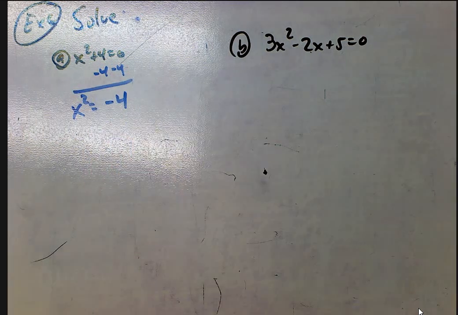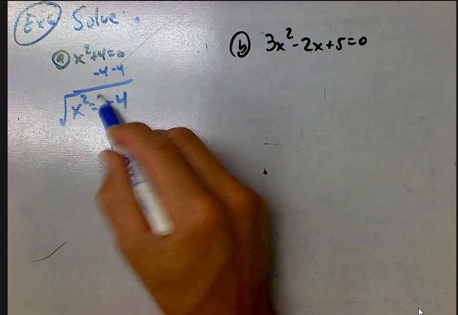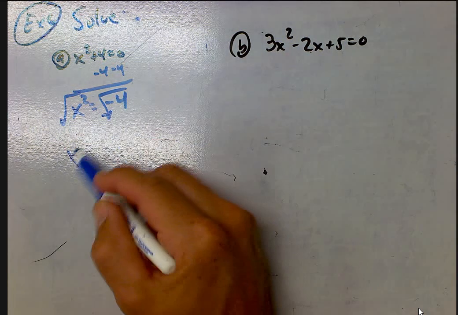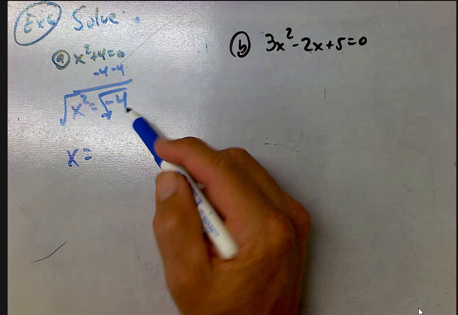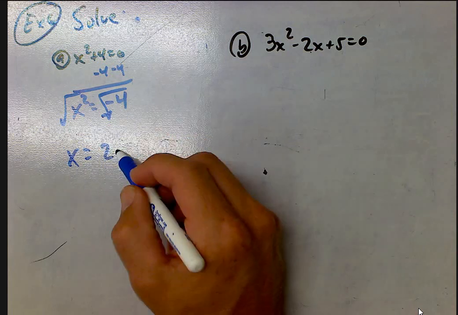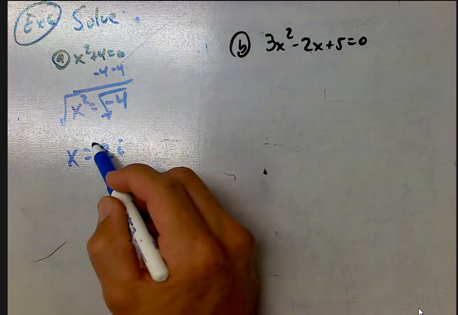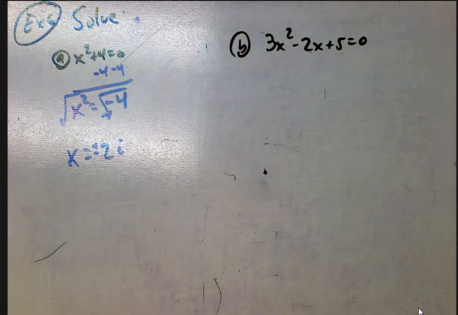And then if I square root both sides, I'll end up with x equals, the square root of 4 is 2. And since there's a negative sign, it's 2i. And then plus or minus as I square root it. So plus or minus 2i, and that's how you solve A.